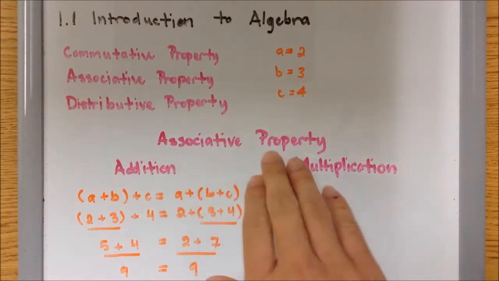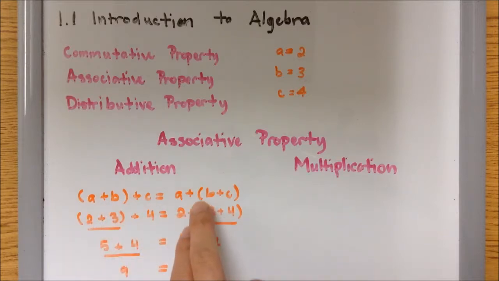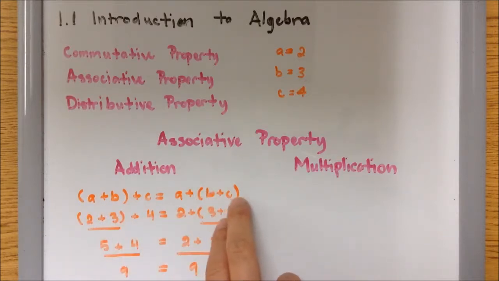You see how there are different numbers, but the answer is the same. So when it comes to associative property of addition, the parenthesis on A plus B is different from the parenthesis of B plus C on the right side.